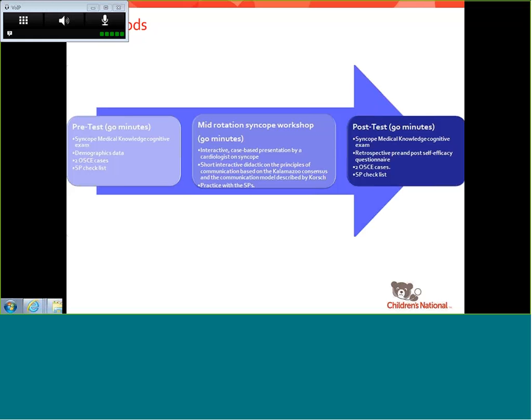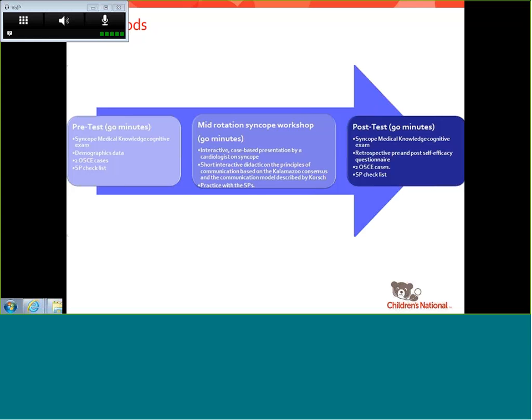The standardized patients, who are paid actors from George Washington University who acted like the mothers, evaluated the residents. Midway through the rotation, we spent 90 minutes with the residents, teaching them the communication skills needed to address these issues, along with an interactive case-based presentation on syncope, when to refer and when not to refer. And then we spent time practicing with the standardized patients, who provided feedback to the residents at that time.